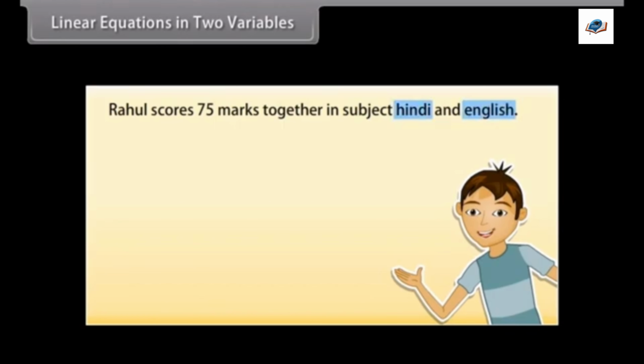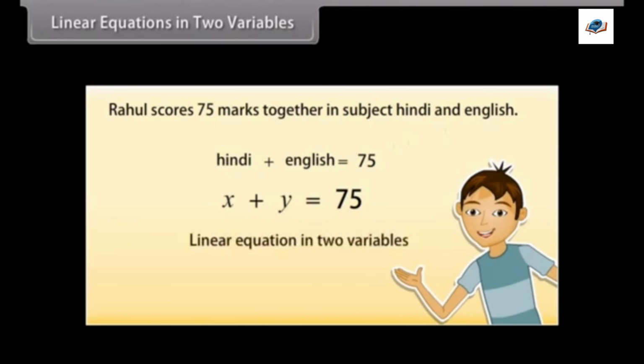Here you can see that the marks of neither of the subjects are known, that is, there are two unknown quantities. Let us use x and y to denote them. So, the marks scored in Hindi is x and the marks scored in English is y. So, x plus y is equal to 75 is the required equation.